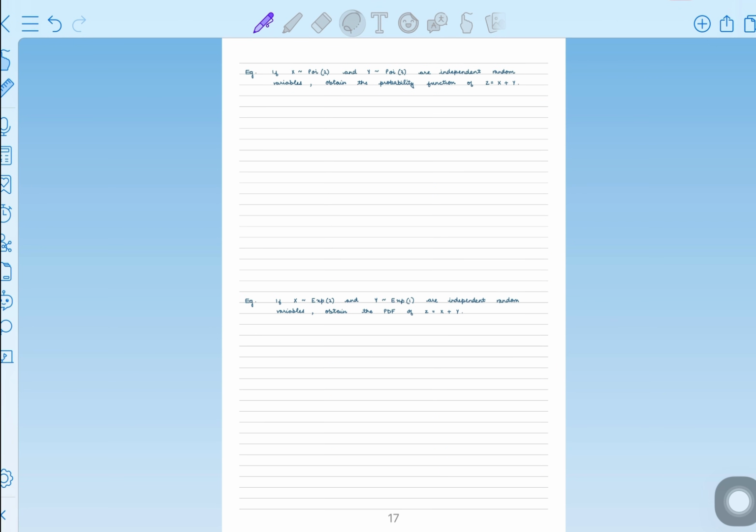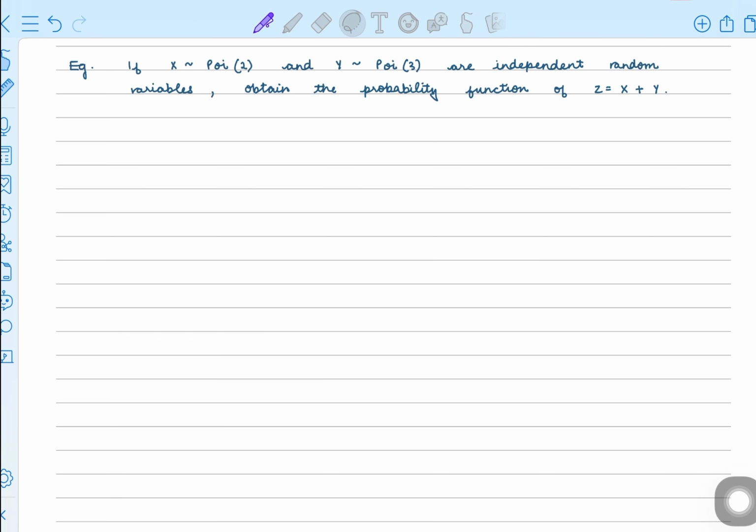Here we have one example of the discrete case and one example of the continuous case. The first example states that if x follows a Poisson distribution with the parameter 2 and y follows the Poisson distribution with the parameter 3, and they are both independent random variables, then obtain the probability function of z, which is equal to x plus y.